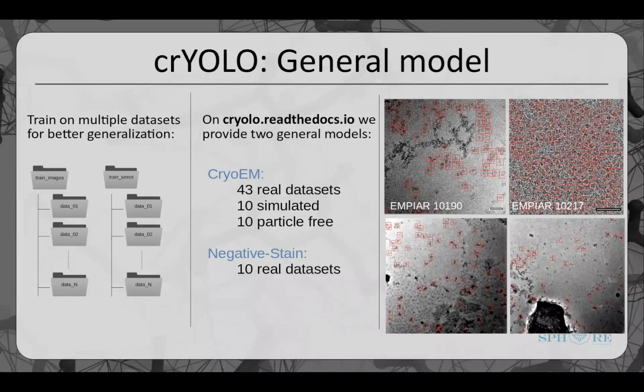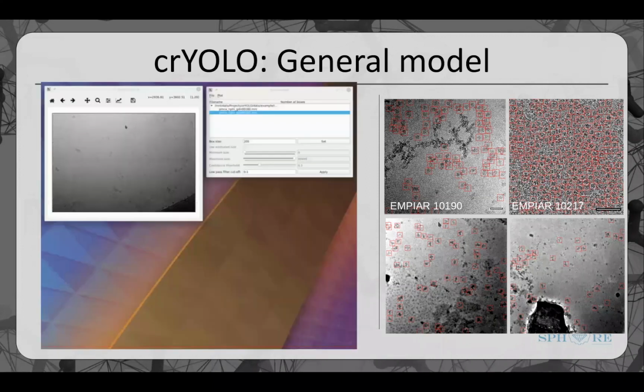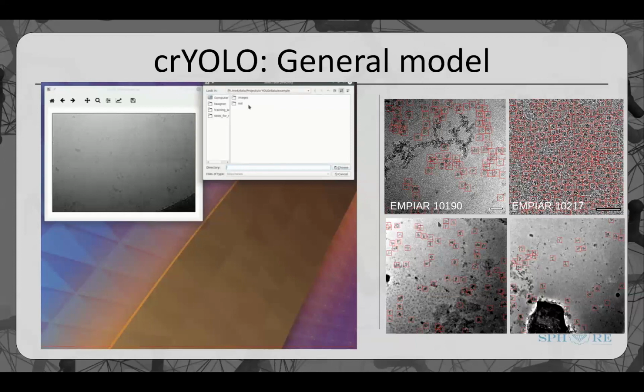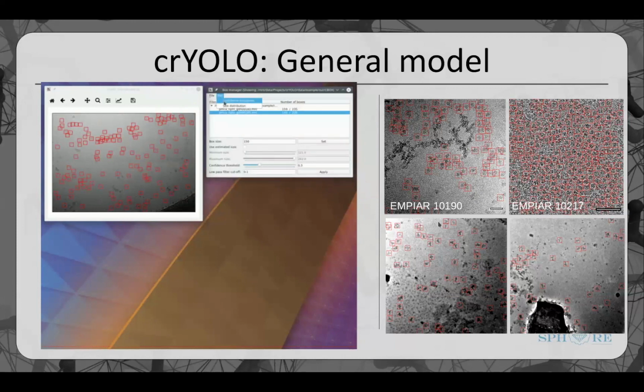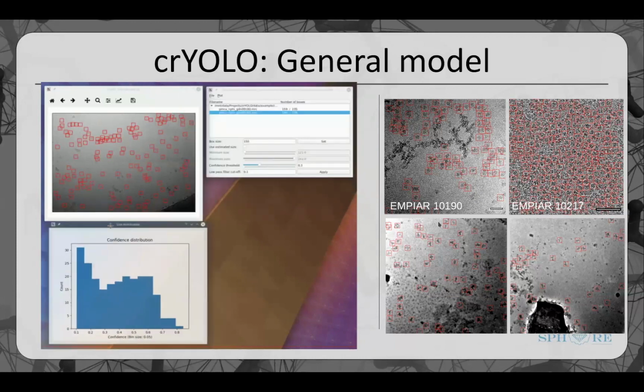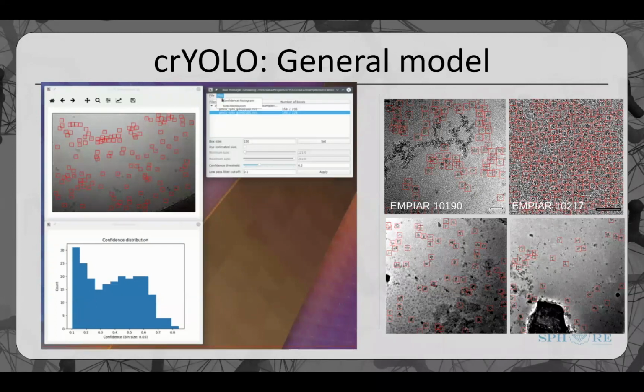And on the right, I put a couple of examples. And the good thing is, if you train crYOLO on many different particles, you also get an estimation of the size if you apply crYOLO on new particles. So this is shown here. I load again the CBOX files. And now I show you the confidence distribution and the size distribution.